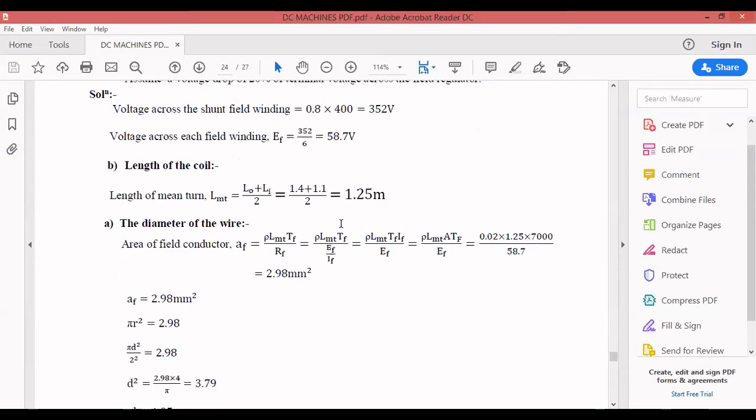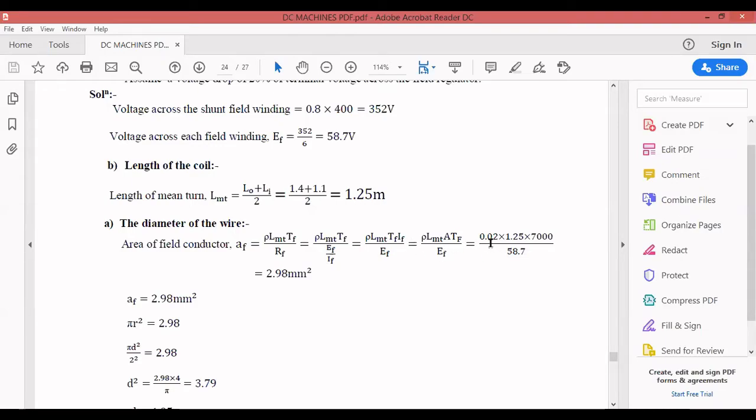Let's calculate the diameter of the wire. You first calculate the area. Now, the area of the field conductor, AF, is equal to rho LMT TF by RF. Substitute for RF, EF by IF. This IF will go to the numerator: rho LMT ATF by EF. TF into IF is nothing but your ampere turns. EF is the voltage available in a field winding for a single pole.